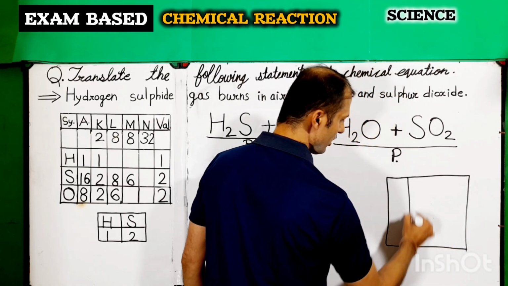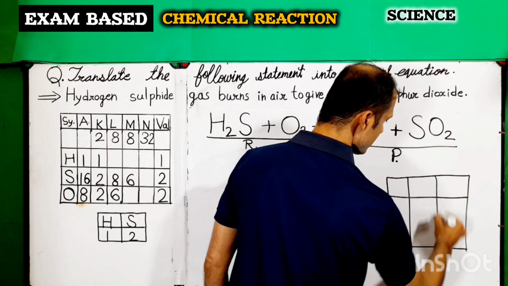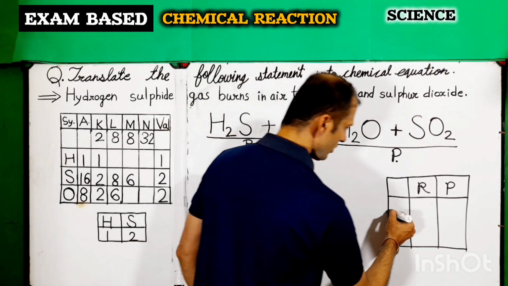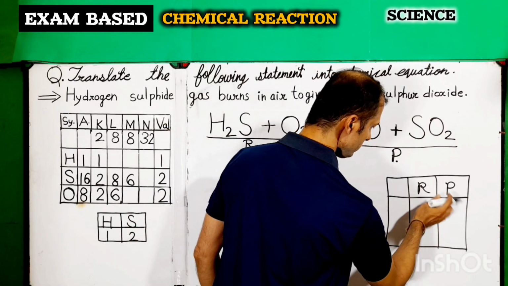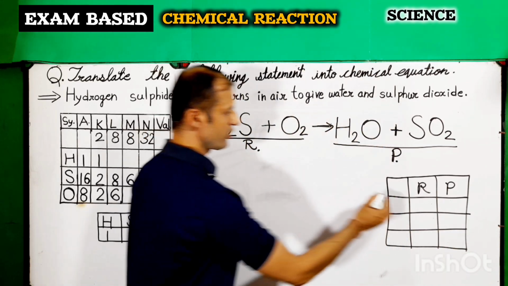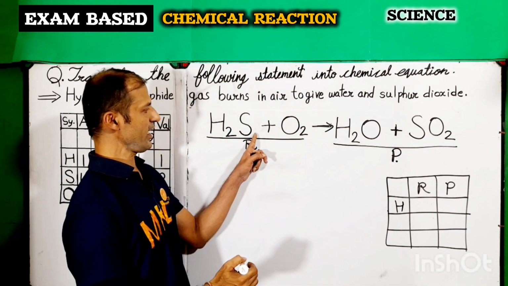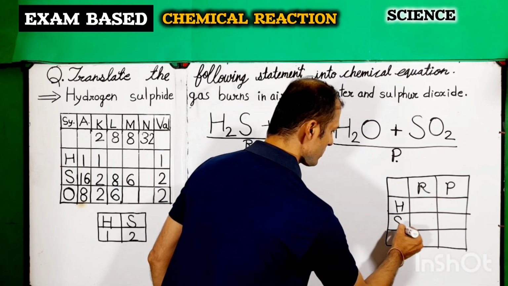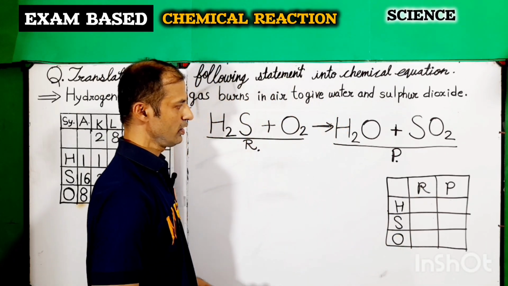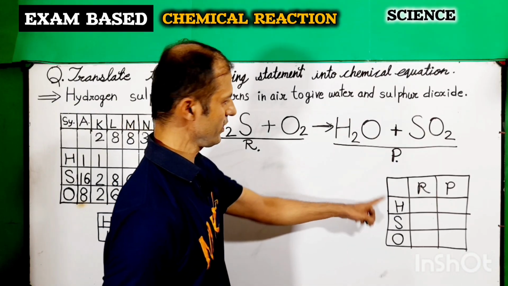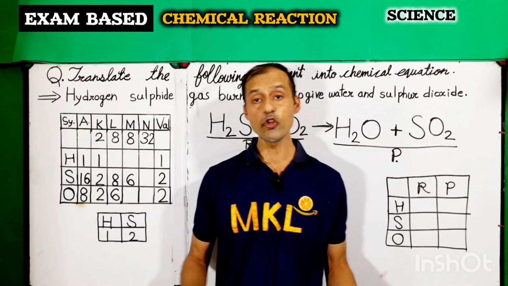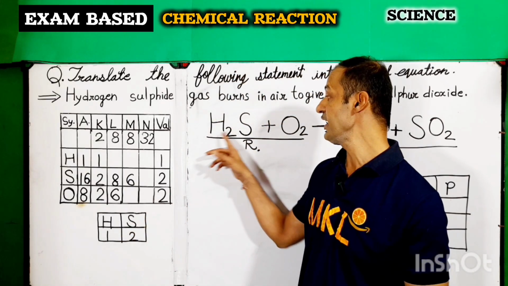This is the table, and here, as you know, this is the reactant, this is the product. It requires us to write H, S, so sulfur, O, oxygen. Okay students, now from this table, many children are confused: sir, why do you not take hydrogen as 1, only HS, why do you not write that?